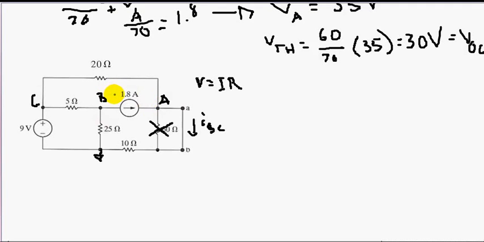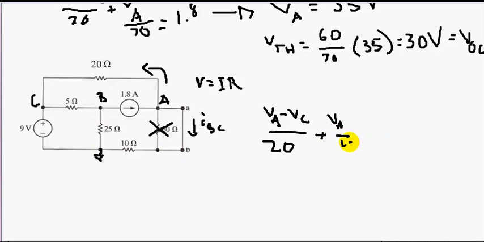Current is going into node A and the current's going out of node A. Okay, let's define that this current is going out, this current's going in, and that current is going out. We have VA for this current up here, VA minus VC over 20 ohms, plus this current going out, VA over 10 ohms. 10 ohms is that current, which is your I short circuit.